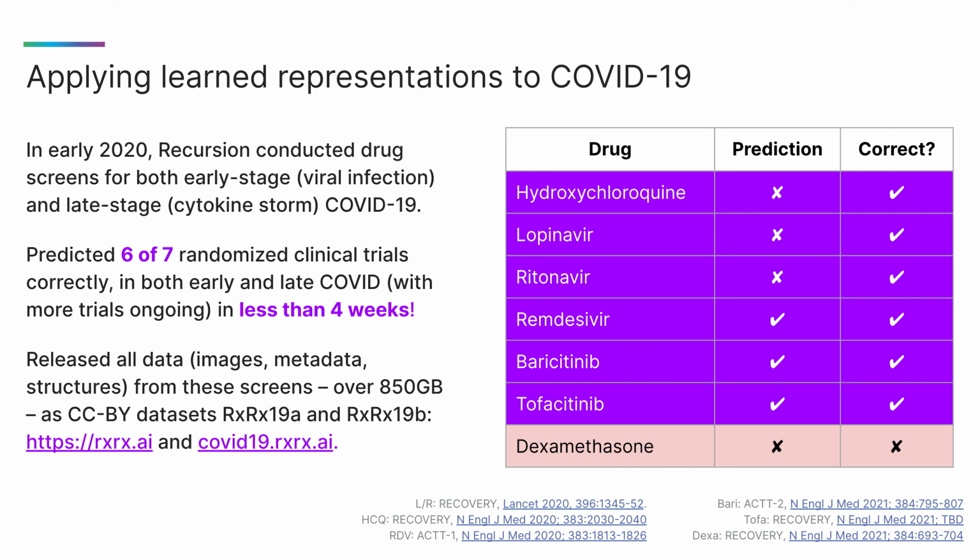Of the compounds that went into large-scale trials, we predicted trial results correctly in 6 out of 7, and we know the reasons why we missed on 1. Furthermore, we released all the data from these screens to the public at rxrx.ai and at covid19.rxrx.ai to support future research.